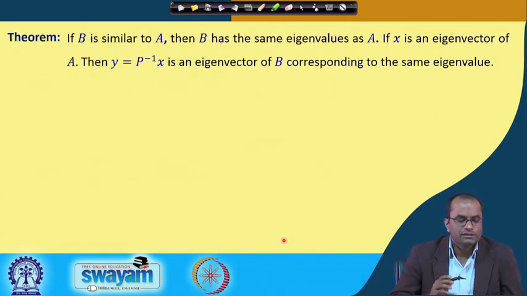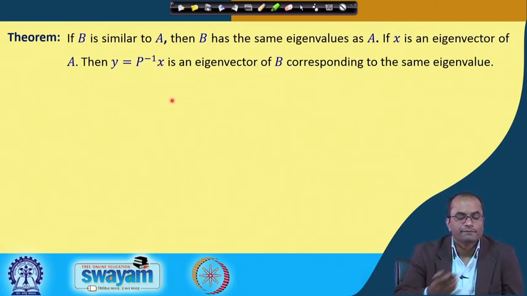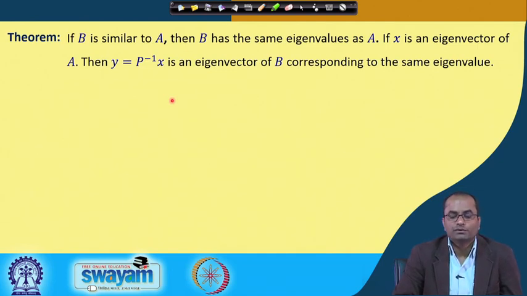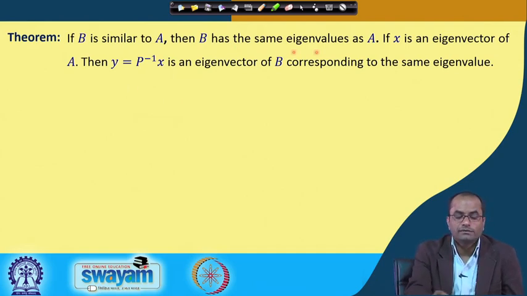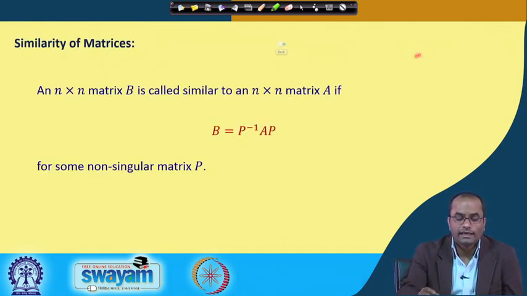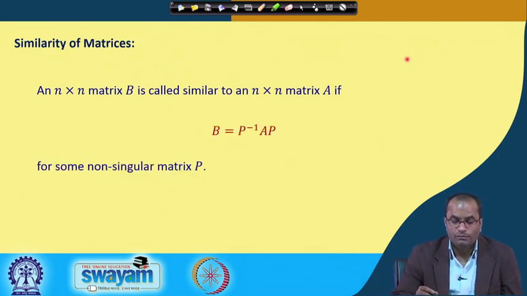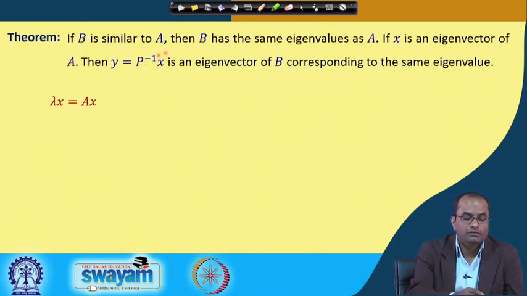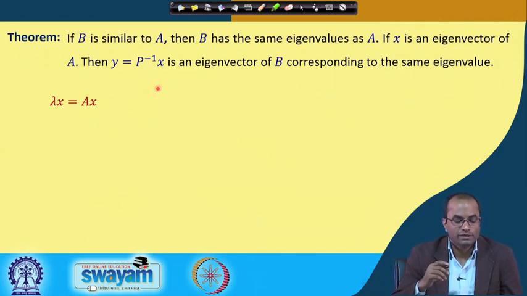So, today we will see that if B is similar to A, then B has the same eigenvalues as A, and if x is an eigenvector of A, then y equal to P inverse x is the eigenvector of B corresponding to the same eigenvalue. Meaning, if we know the eigenvalues and eigenvectors of one, we can get the eigenvalues and eigenvectors of the other. In fact, they have the same eigenvalues, and the eigenvector will be just P inverse x, where P we have already introduced in the similarity definition.